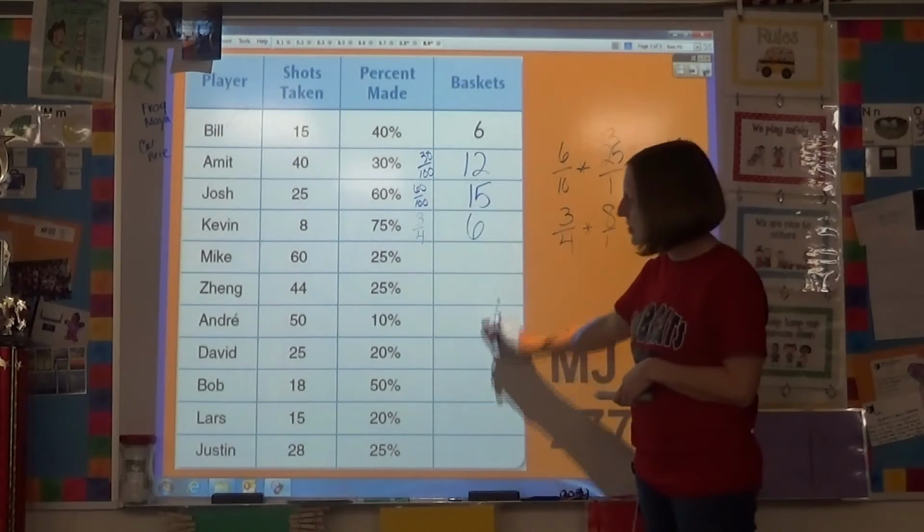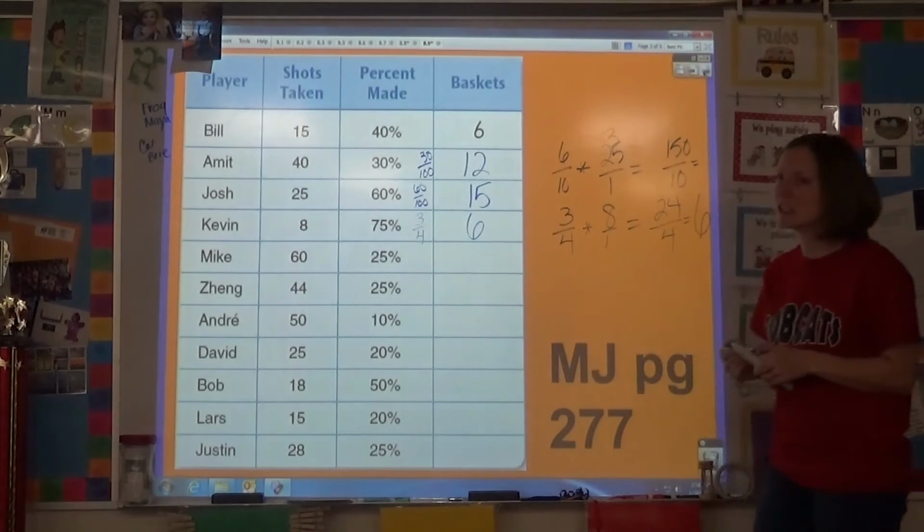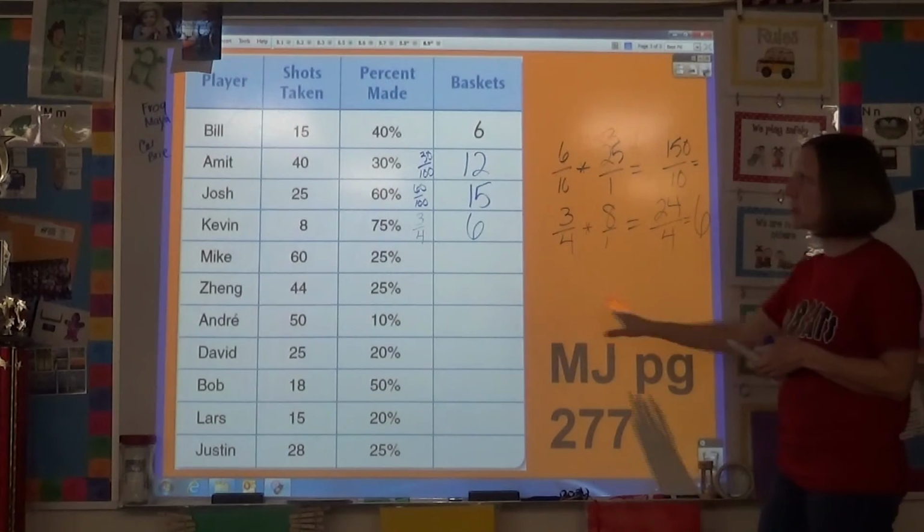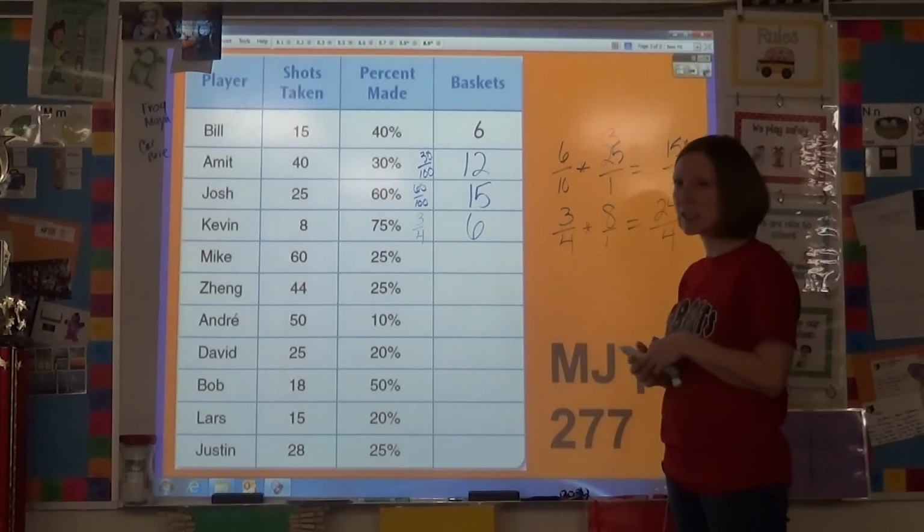So you'll go ahead and finish this table, and you'll have some questions to answer about how these guys did playing basketball. And then there's another table that's very similar, looking at some discounts on some prices.